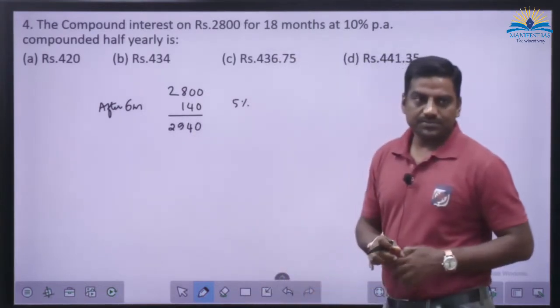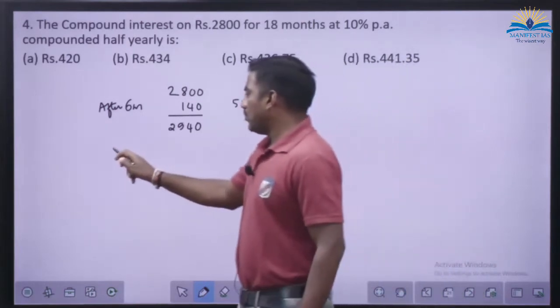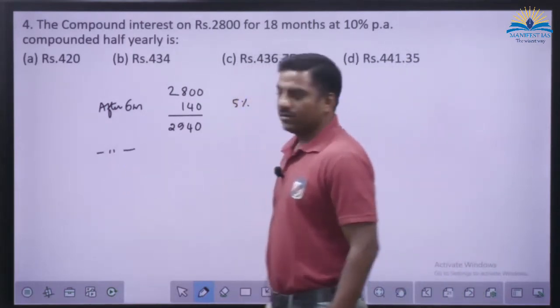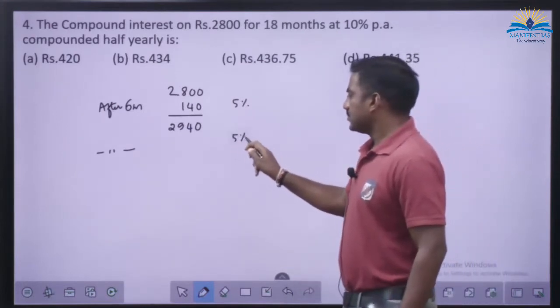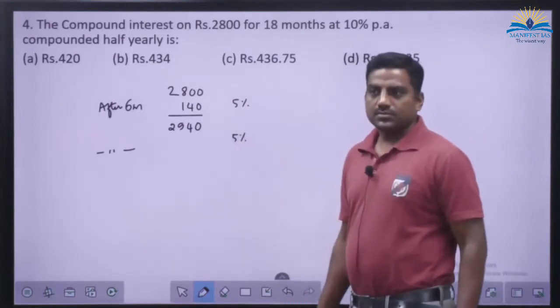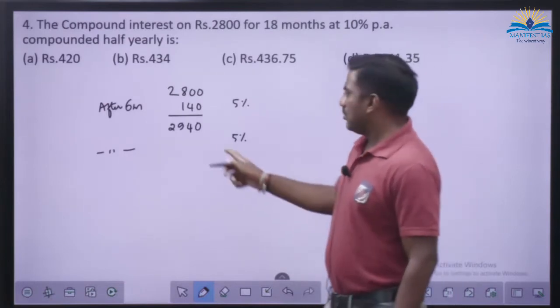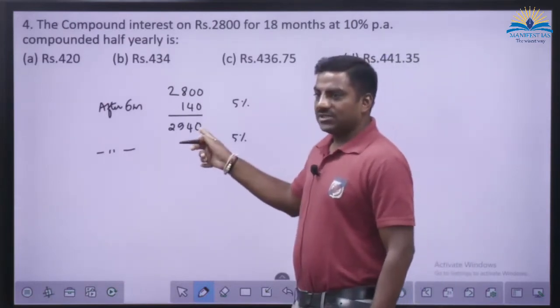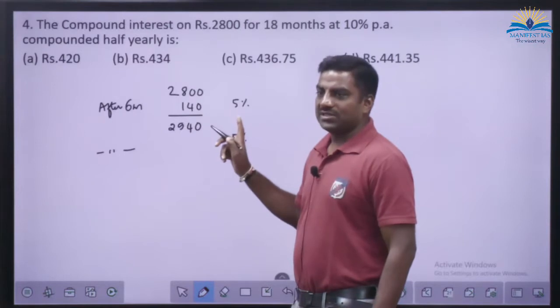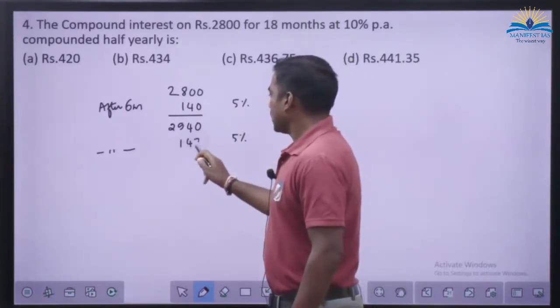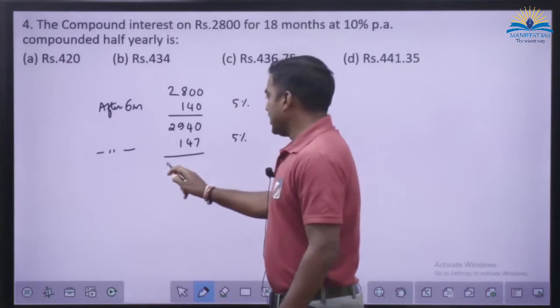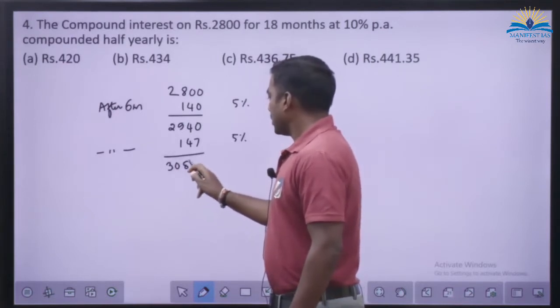Then again, after one more 6 months, that means after 1 year, again 5%. 5% of 2,940. Make 10% of it first. Remove one 0. 294 is 10%. Then half of it, 147. So this is 3,087.